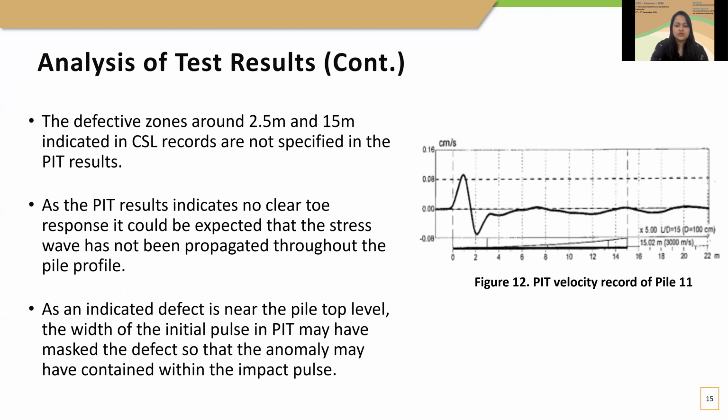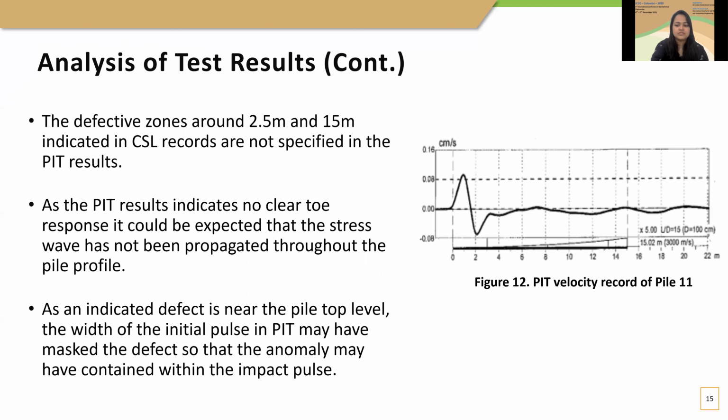Moving on to the PIT test results of the same pile profile, the velocity recorded in figure 12 has not indicated any positive reflections. So the PIT test results indicated a perfectly sound pile, which is contradictory to the corresponding CSL results, which I explained in the earlier slide.